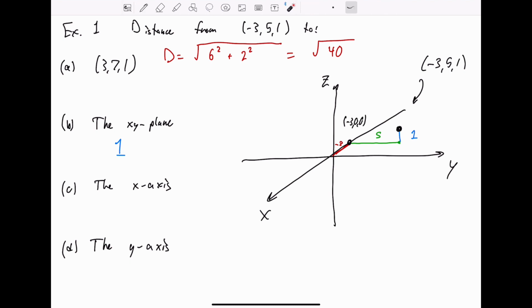So if I want the distance from this point to the x-axis, I'm really asking for the distance from the point (-3, 0, 0) to the point that I'm interested in. So we can find that using the distance formula. Using the distance formula, distance equals the square root.